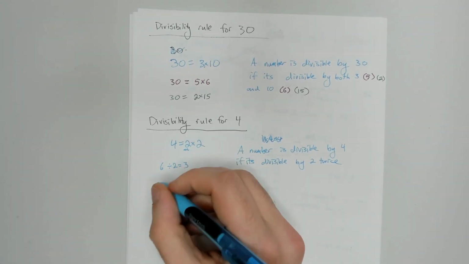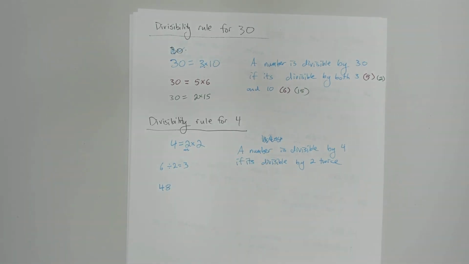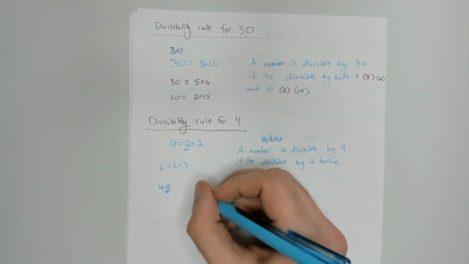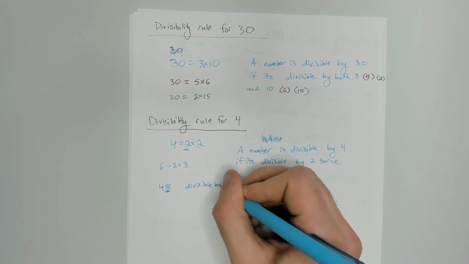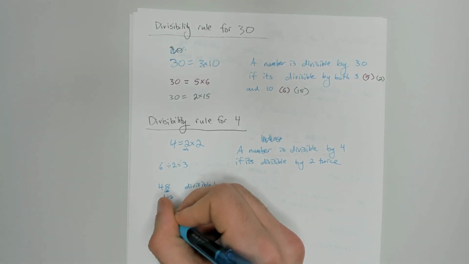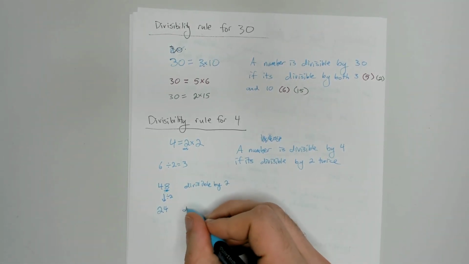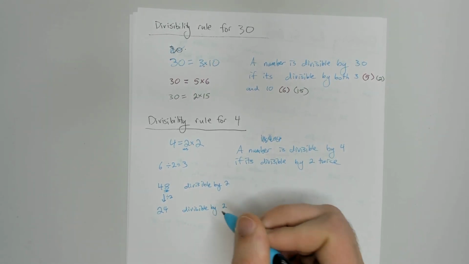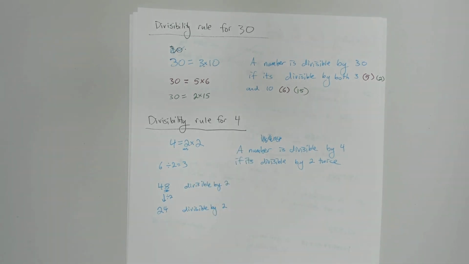Well, let's take the number 48, for example. So we can check if it's divisible by 2 first. It is divisible by 2 since it is even. So that means we could divide the number by 2. Dividing by 2, 48 divided by 2 is 24. And that is also divisible by 2 because it's even again. So since it's divisible by 2 different times, the number is divisible by 4.